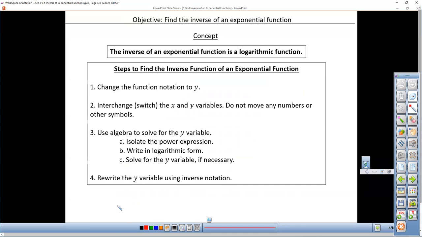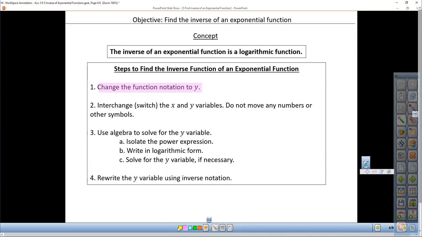All right, so here is the procedure for finding the inverse of an exponential function written out. We'll most often have function notation like f of x, g of x, h of x, and so on. So we want to change that function notation just to a y variable for this process. Then, using the definition of an inverse, we are going to interchange or switch the two variables. So x will become y and y will become x. Reminder not to move any of the numbers or other symbols in the function. Everything else stays exactly where it is.